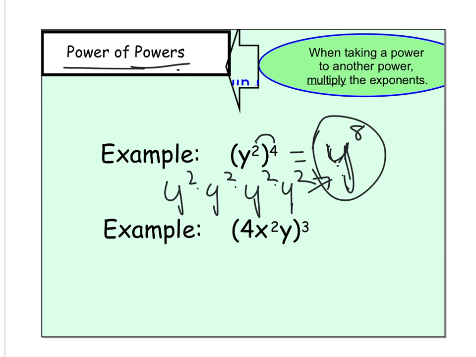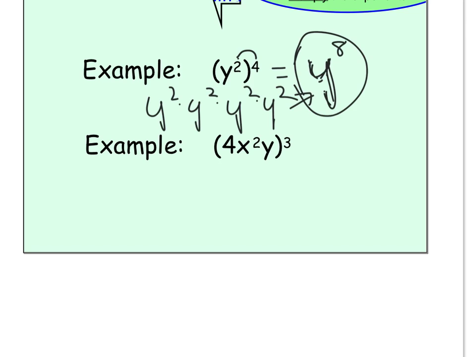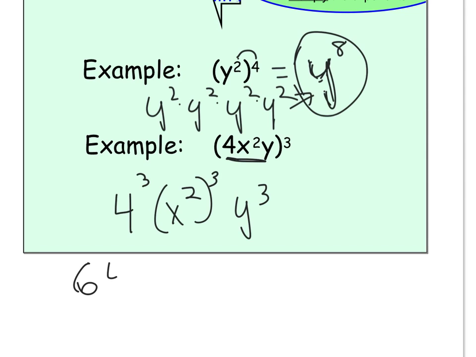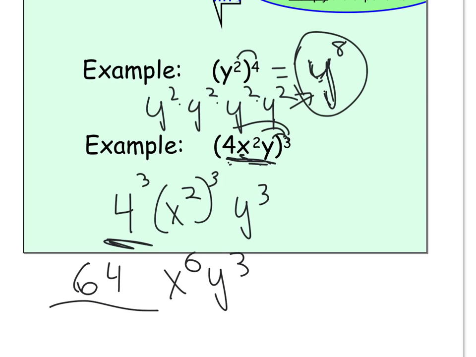So now down here for part 2, think about what this means. I've got this entire parentheses raised to the power. That means I need to take each part raised to the power. So I need to take 4 to the third power, x squared to the third power, y to the third power. I need to take all those raised to the third power. So that means this is going to be 64, x to the sixth, y to the third. A lot of kids like to do just the variables. You have to remember, you have to take the number to the third power as well. This, this, and this all have to be raised to the third power. There's my answer right there.